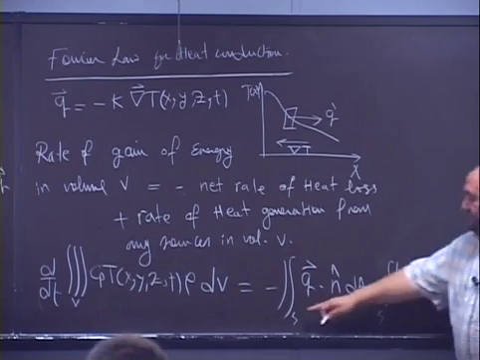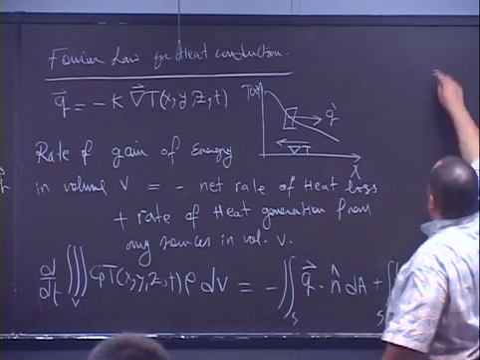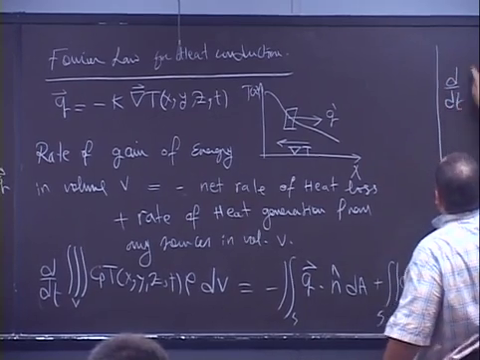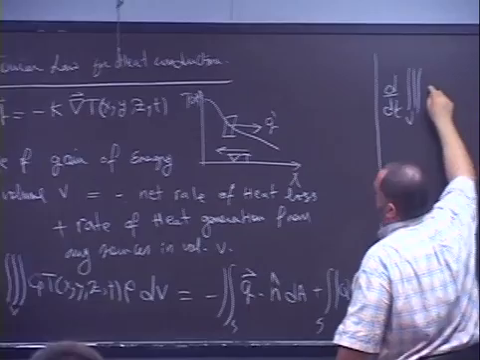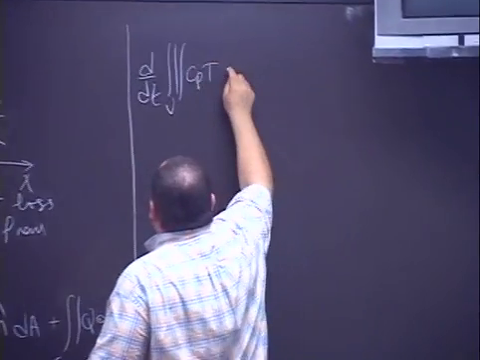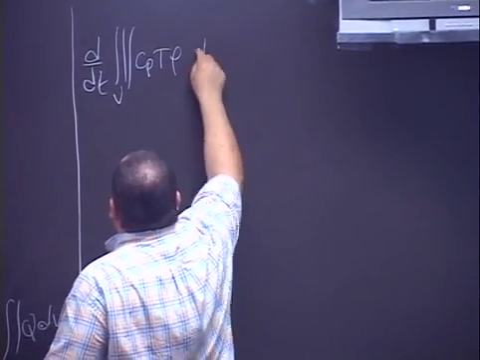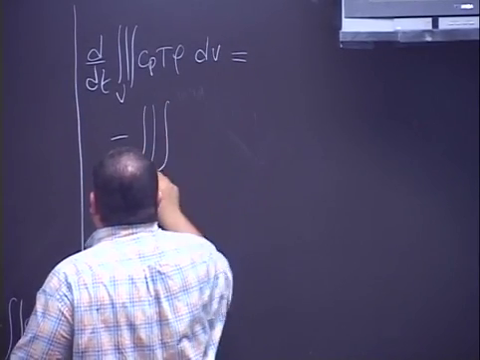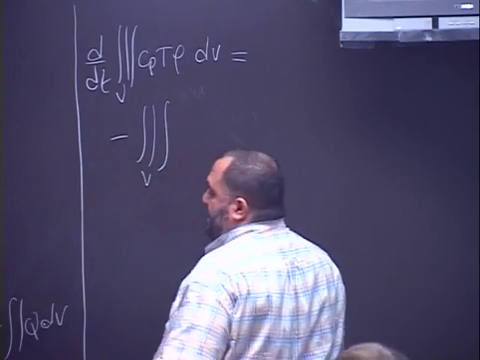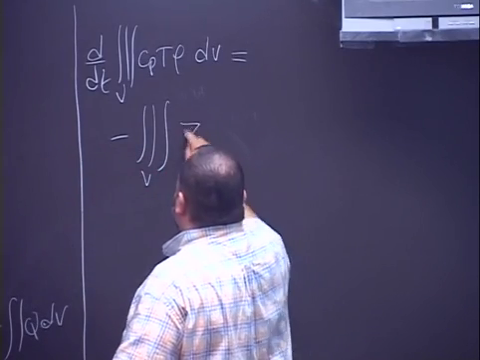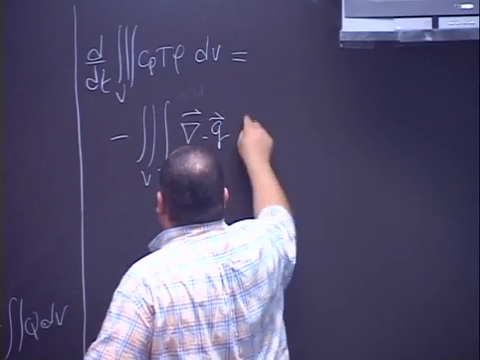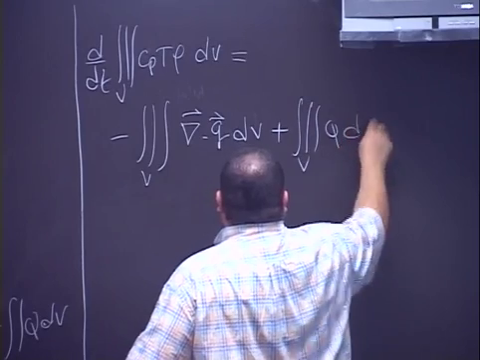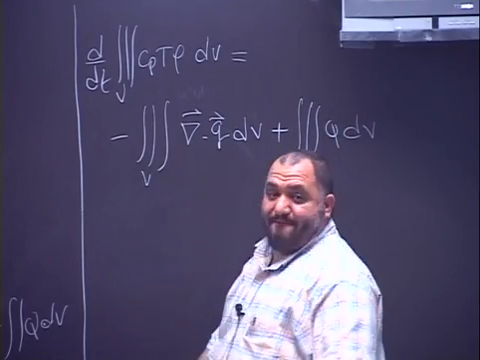So now we can transform this according to the divergence equation, and d by dt of the volume integral of Cp T rho dV is equal to negative, and we'll transform this from the equation over there, so it will be the divergence of q dV, plus the Q dV. Okay, guys? And what's q?